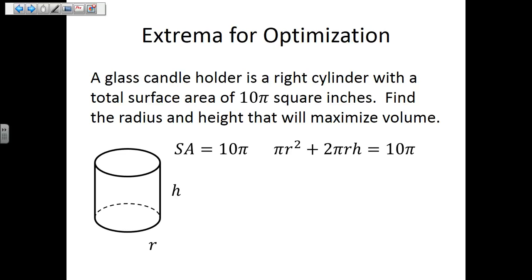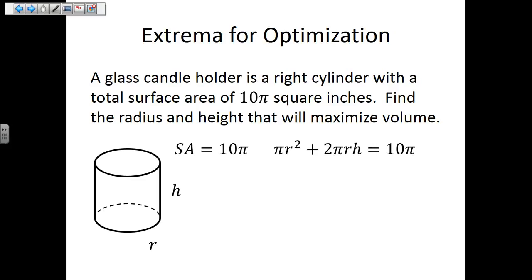Now, let's talk about using extrema for optimization. Again, this is a great problem in calculus. We've got some really cool ways of doing this, but what we're going to do is actually end up using our calculator to find this maximum value. So let's take a look at the problem.